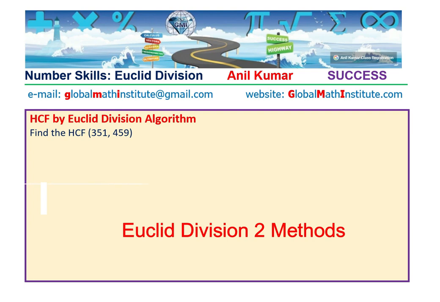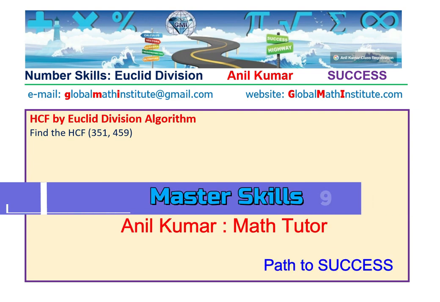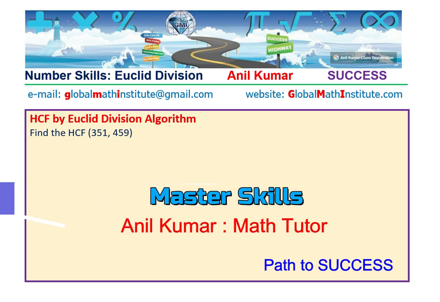In this video, we'll understand the process of finding HCF, the highest common factor between two numbers. When these numbers are large, it is very important to use Euclid division algorithm or Euclid division lemma to find the HCF. I'll show you two different ways of doing it. Follow the method which you like most.